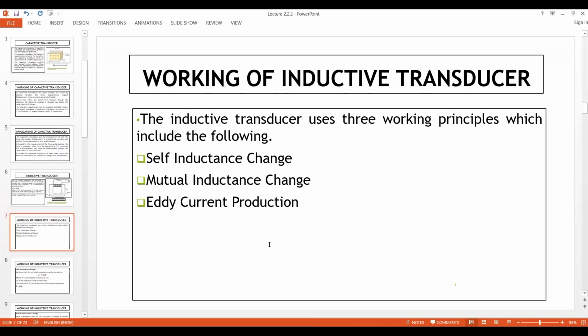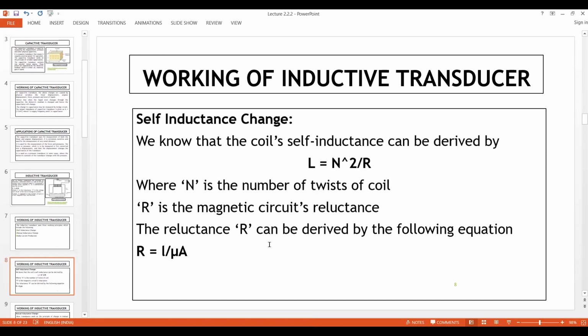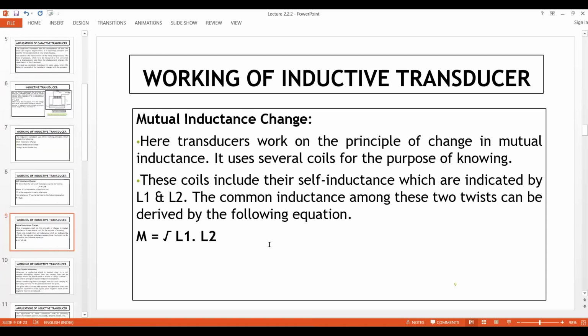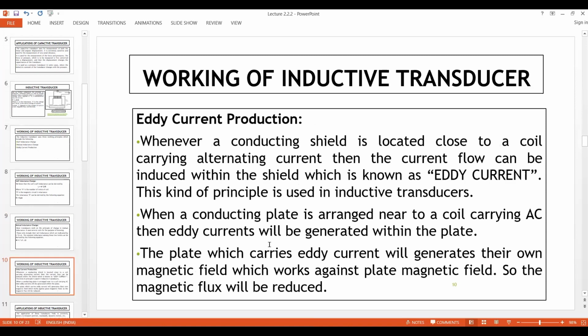So the inductive transducer basically works on three principles: self-inductance, mutual inductance, and eddy current. And here I want to mention that the LVDT is basically an eddy current based transducer. Self-inductance we know very well; it deals with the reluctance and the rate of change of current. Mutual inductance is when we are talking about two different coils, which can be neighboring or adjacent coils. This is eddy current production.